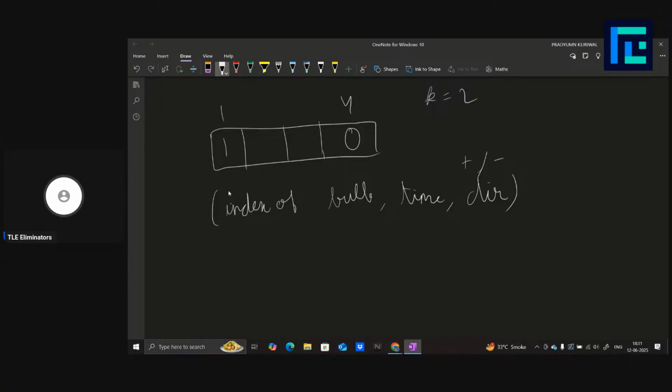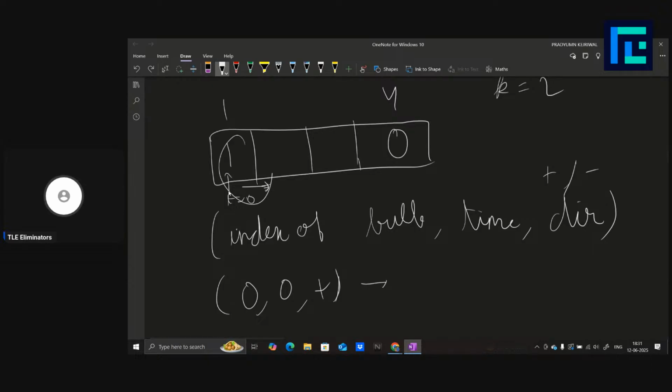So let's say that we want to find the answer for 0 0 positive. What does this mean? This means that we have been transported to the 0 light bulb at t equal to 0, facing the positive direction initially. What is the answer? Since t equal to 0 here, it is green, because at t equal to 1 it shows red. So we will go here at t equal to 1, then here at t equal to 0, then again here at t equal to 1.